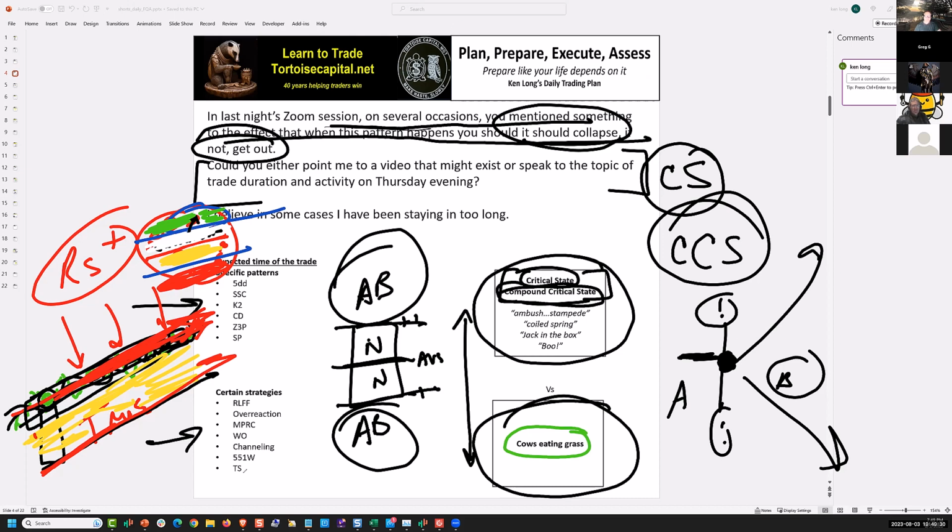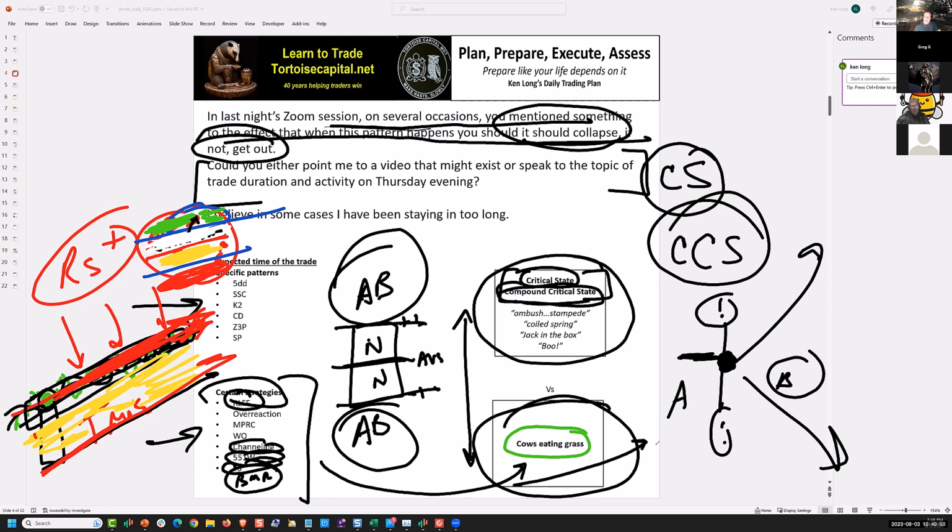So certain strategies like RLFF, channeling, 551W, triple screen, blended monthly rebalancing. These things are designed to find cows eating grass as they're moving towards market and just let them be what they're going to be. The absence of volatility, just slow growth. That's the whole thing behind long-term trend following, long-term buy and hold, and asset allocation.